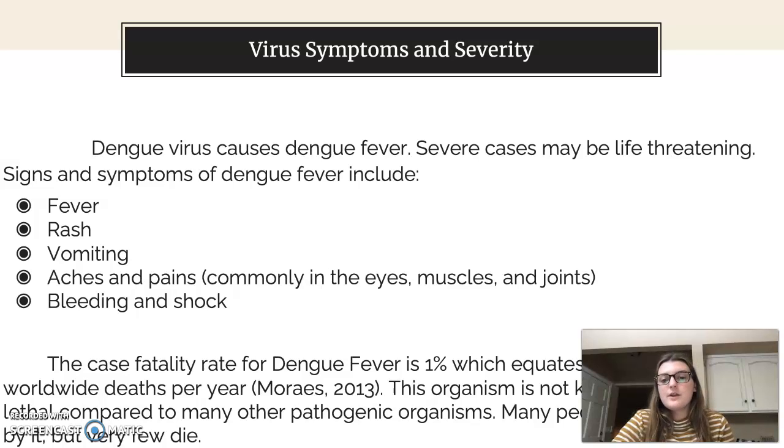The case fatality rate is 1%, so it equates to about 21,000 worldwide deaths per year, which compared to the amount that is infected, it's not too many. The organism is not very lethal compared to other pathogenic organisms, and many people do get infected with it, but very few die.